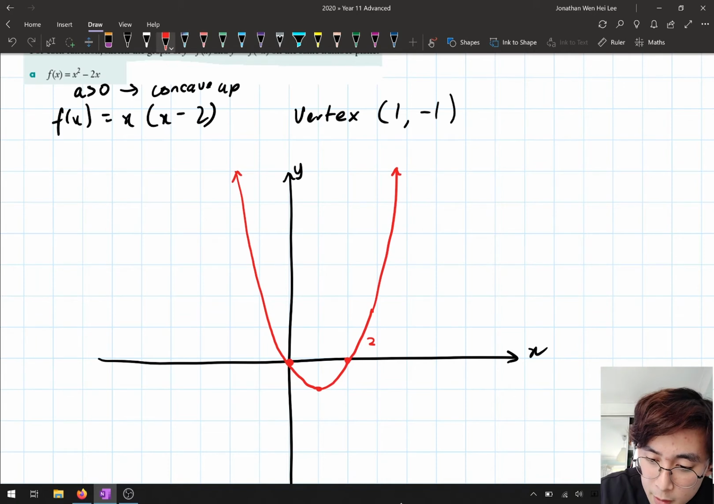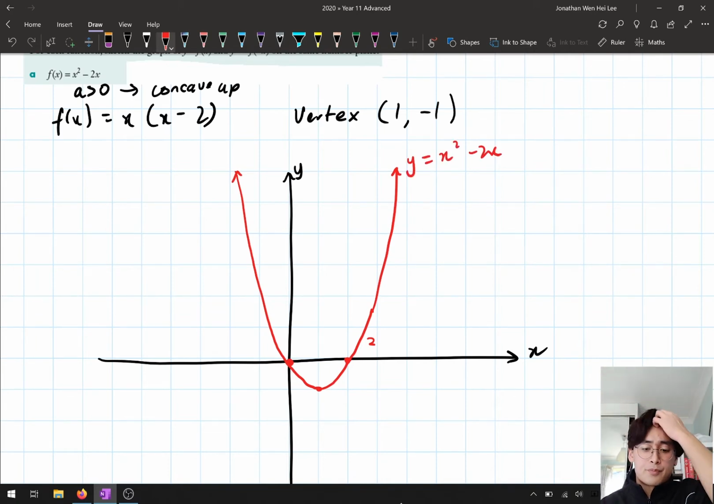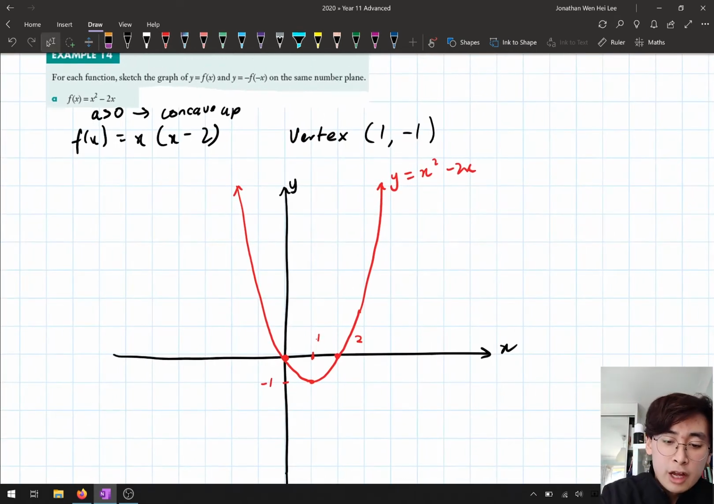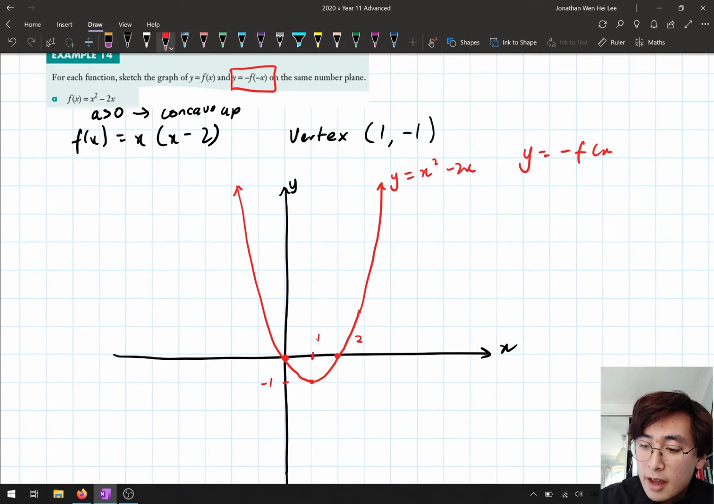So this is my y is equal to x squared minus 2x graph. Okay, this is 1, minus 1. Now, what we want to do is if we want to sketch y is equal to negative f of negative x, we want to rotate this 180 degrees about the origin.